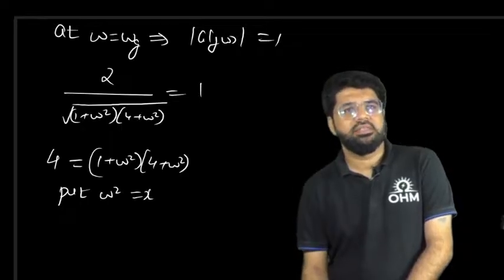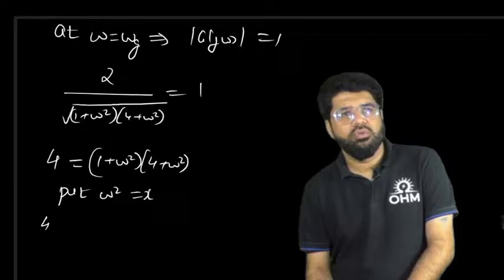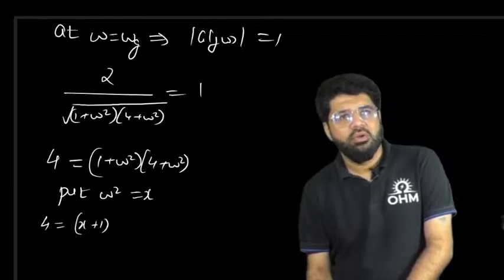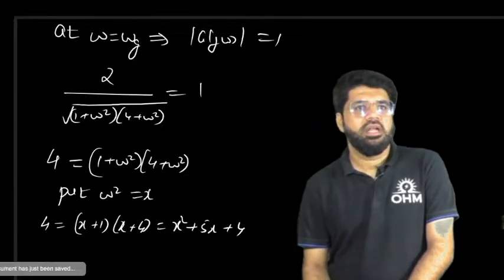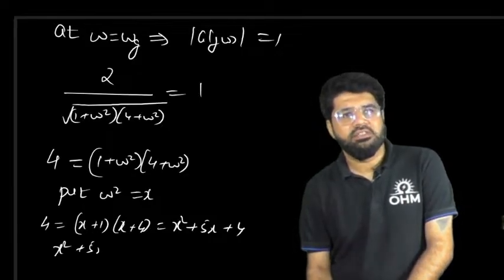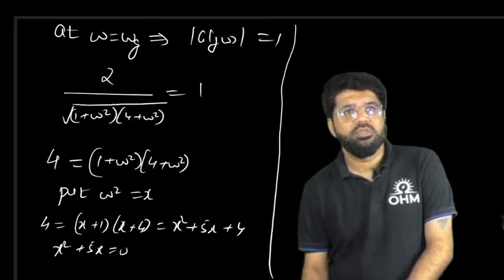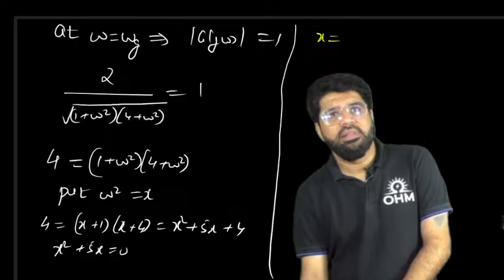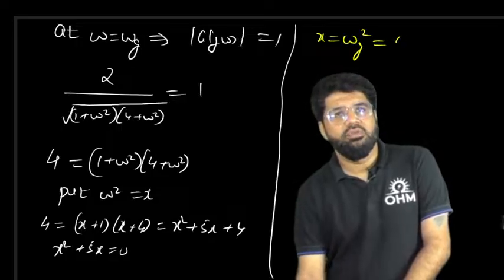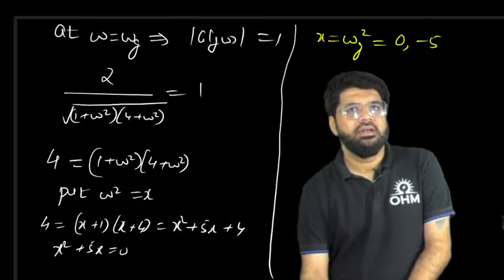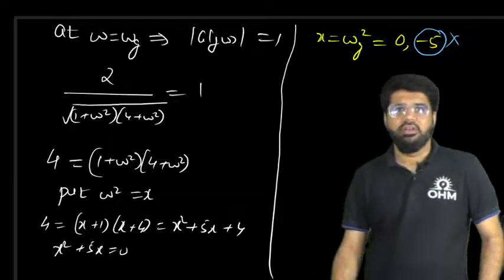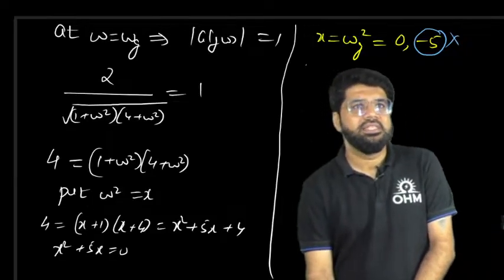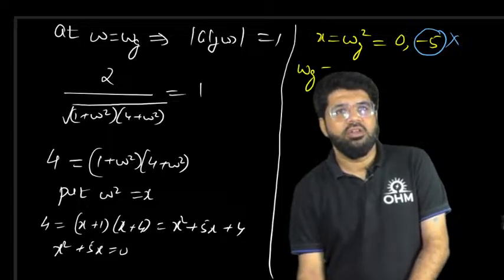To solve it you can simply assume omega square equal to x. Then you will have 4 equal to (x plus 1)(x plus 4), which is x square plus 5x plus 4. The 4 cancels, so x square plus 5x equals 0. This gives two possibilities, but remember that x is omega square, so the solution is 0 or minus 5. The square cannot be negative, since frequency is a real term. So the only possibility is omega g, the gain crossover frequency, equal to 0.